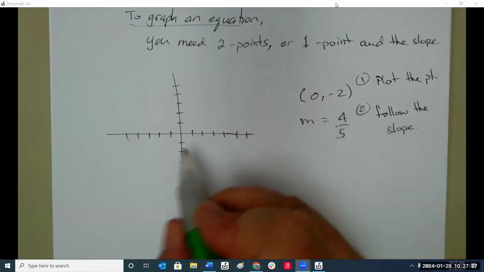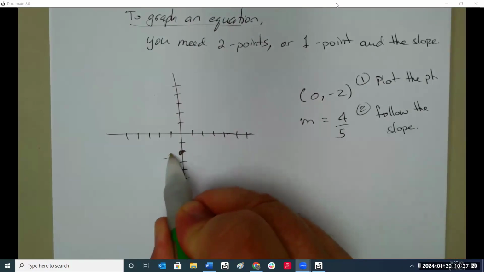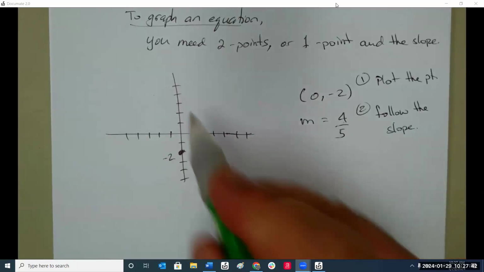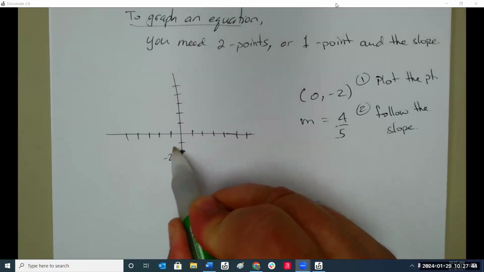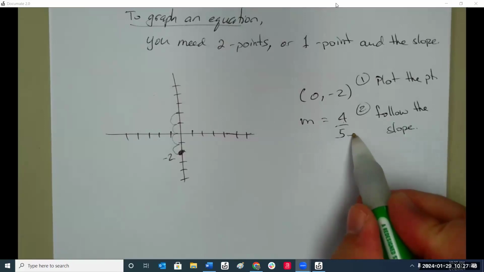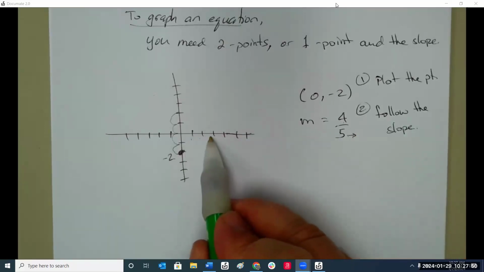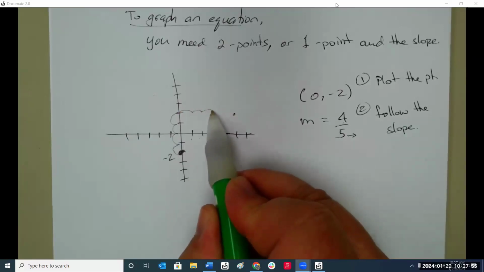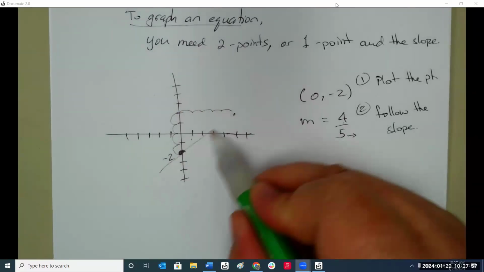So our point is 0, -2. What does our slope tell us to do? Go up 4. From this point, go up 4: 1, 2, 3, 4, and over 5: 1, 2, 3, 4, 5. And there's our graph.